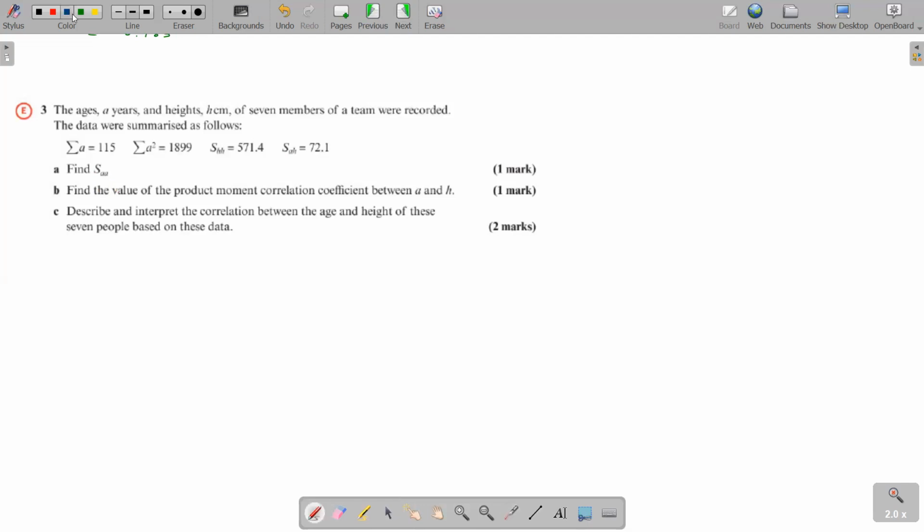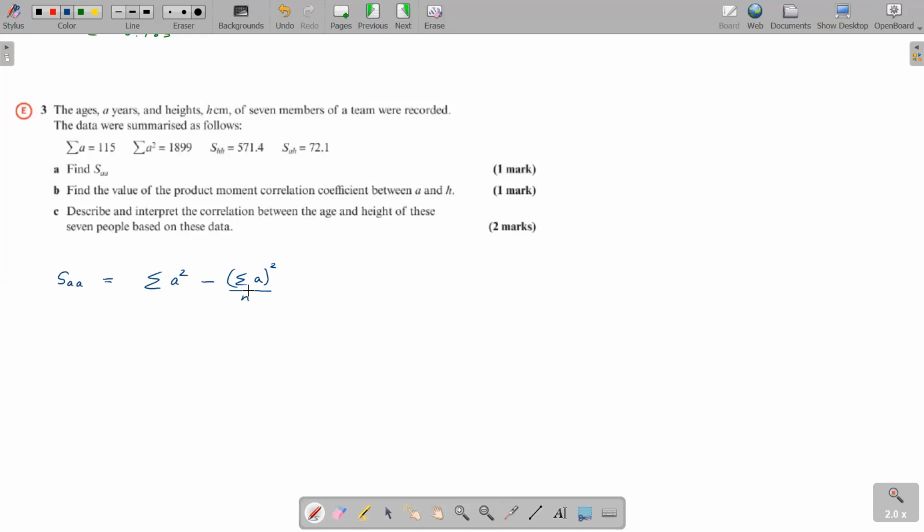Okay, guys. So what do you do here? You have to write the equation for SAA. So it's like SXX. Okay, SAA is sigma A square minus sigma A whole thing square divided by N. So you know how I came up with this equation, right?